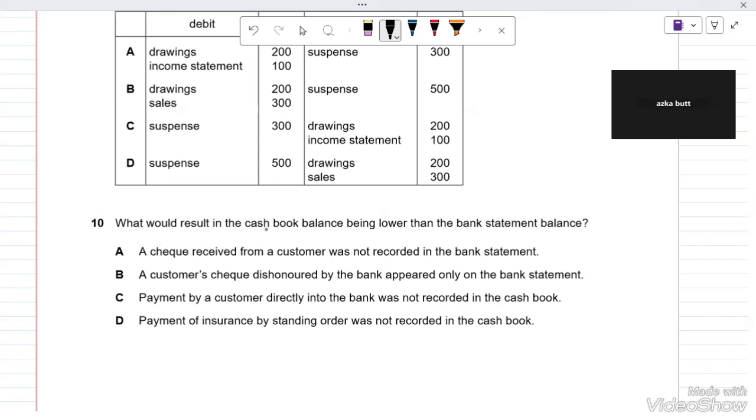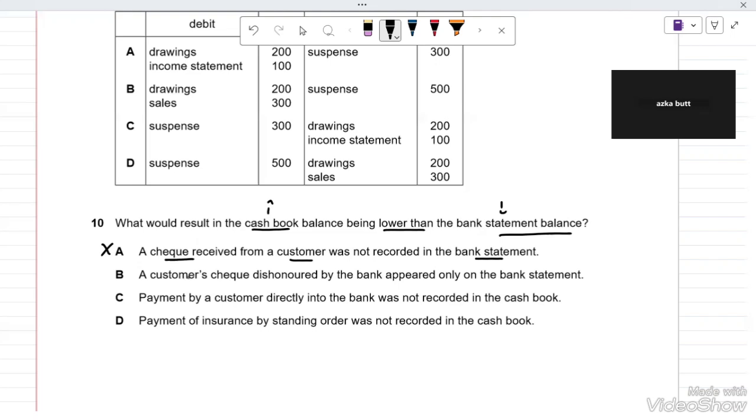Okay, so what would result in the cash book balance being lower than the bank statement balance? So we have the options. A is a check received from a customer was not recorded in the bank statement. If you received a check from the customer, you will record it in the cash book, so the cash book balance will increase. But if it is not recorded in the bank statement, the bank statement balance will be lower. So here the cash book balance is not lower than the bank statement balance. So A option is not the right option.